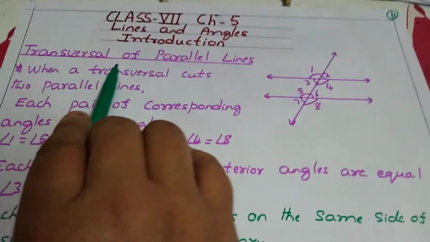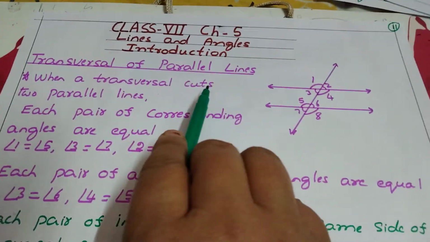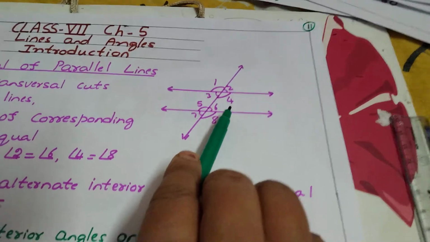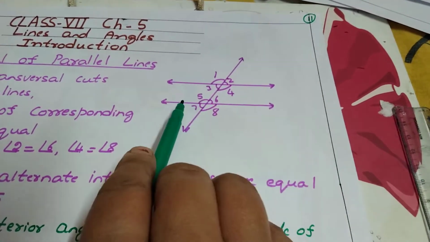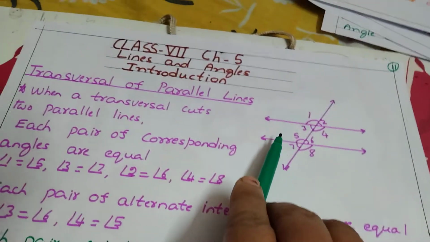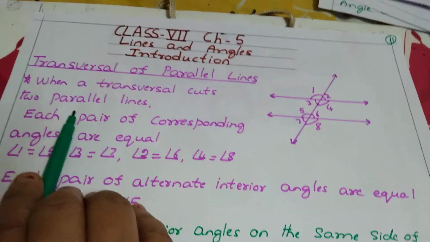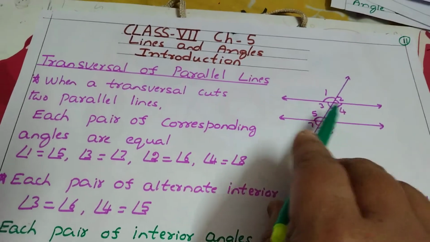Next point, transversal of parallel lines. Parallel lines means they cannot meet each other. These two lines cannot meet each other. So, transversal to the parallel lines. What are the features of a transversal of parallel lines?